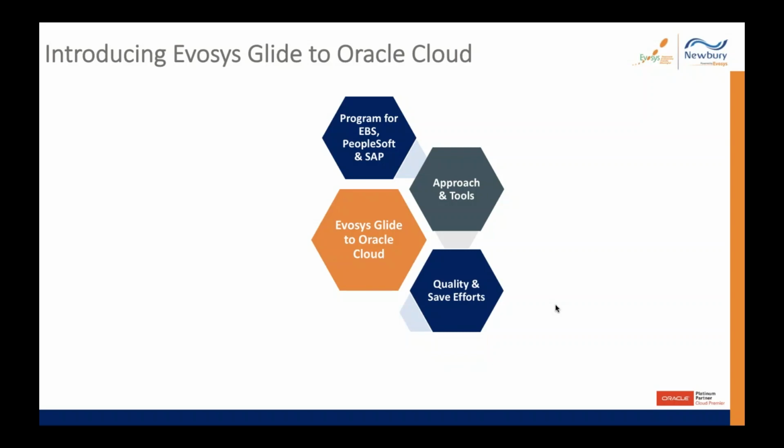It obviously improves the quality as part of your transformation journey, and it also saves effort in terms of duration, in terms of price, and in terms of your organization's effort also. It helps you save a lot of effort, not just on the technical side of the transformation, but also on the functional or business side, because Evosys has rich experience both in eBusiness Suite and in Oracle Cloud application. The innovation, be it analytics, digital assistance, IoT, or robotic process automation, is part of the Evosys Glide program. We do not create a separate phase to implement innovations. It is an essential and core part of our Glide program, and I'm going to talk about it as well.